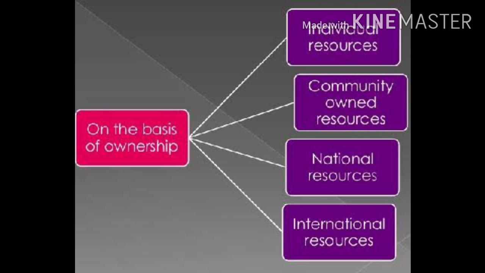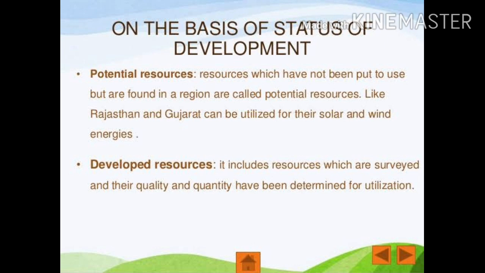So beyond 200 nautical miles of any country, that area or ocean belongs to the international resources. So these are the resources based on ownership. Next we are going to see the resources which are available on the basis of the status of development. Here come three resources: potential resources, developed resources and stock.